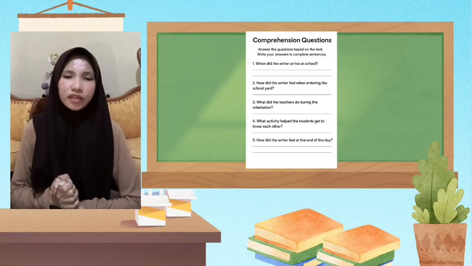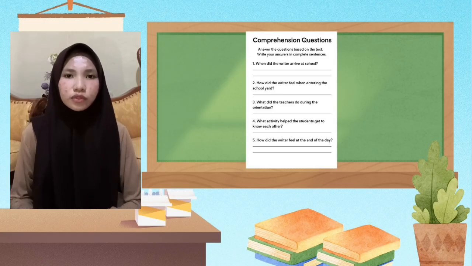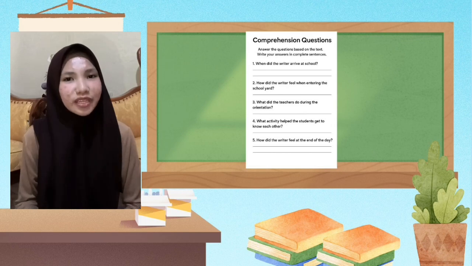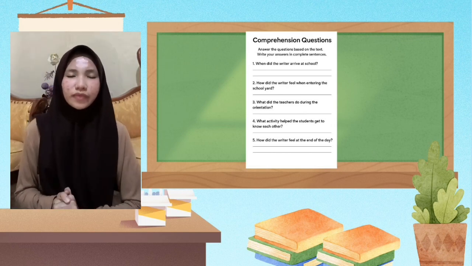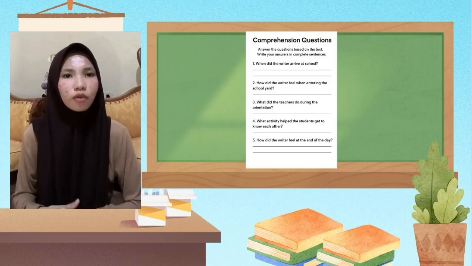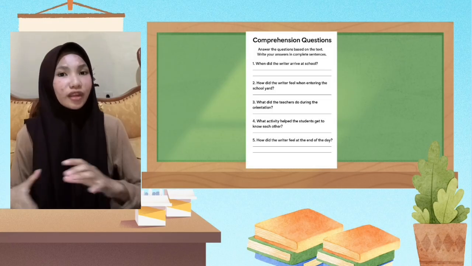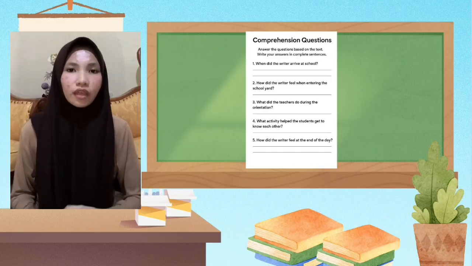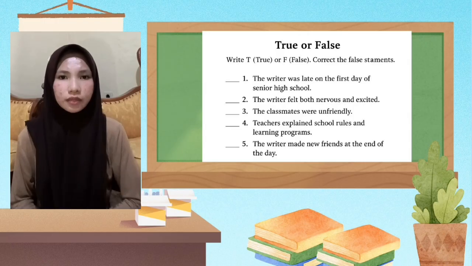Good job, everyone. And then number four is what activity helps students get to know each other? Ice-breaking games help the student get to know each other. Good job. And the last number is how did the writer feel at the end of the day? The writer felt happy and more confident. Thank you everyone. And then we're moving on to checking true or false statement.